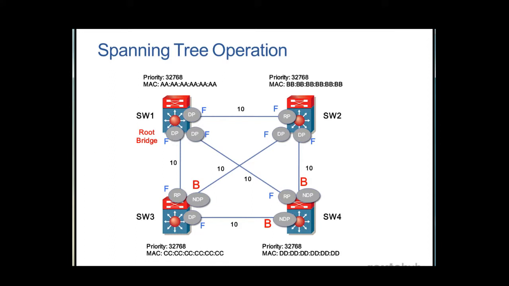Therefore, if there is a client, like a computer for example, that is connected to switch 4 right here, and it wants to connect to a server that is connected off of switch 2, the flow of traffic will go from switch 4 through the forwarding port up to the root bridge switch, and then over this connection here to switch 2.